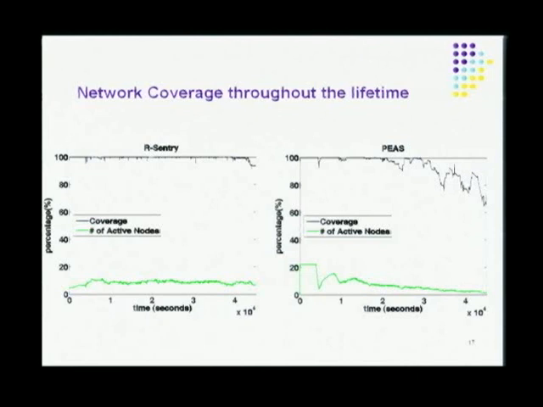For PEAS, because it only tries to maintain a loosely bounded recovery time, it doesn't have any deterministic or statistical guarantee of a steady number of active nodes, which we can see from this green curve. So obviously their coverage will not be as good as ours, because there are not enough active nodes as time goes on.